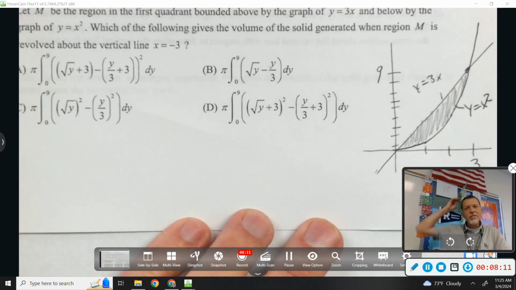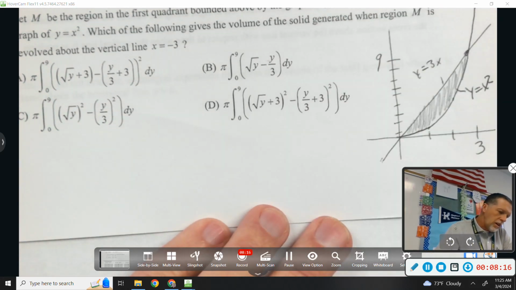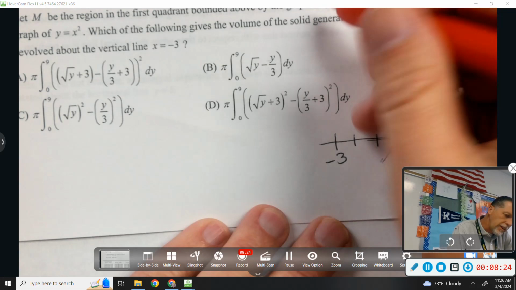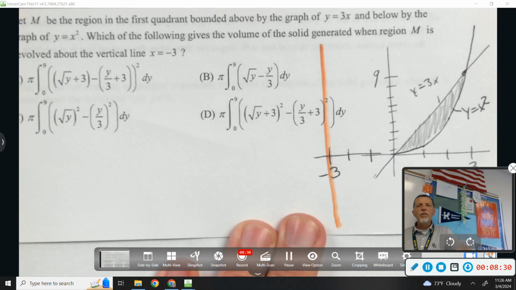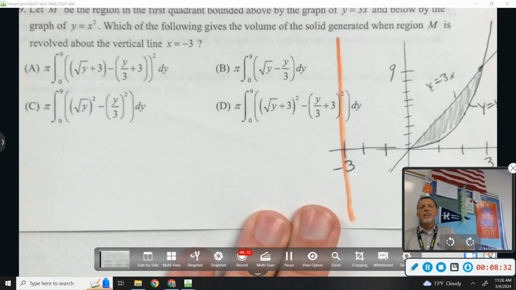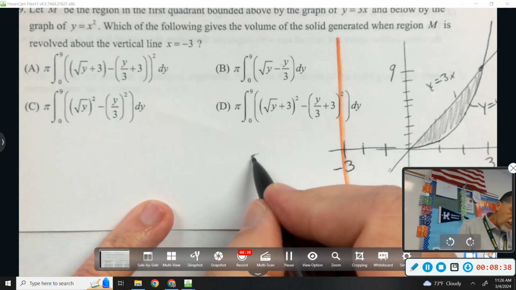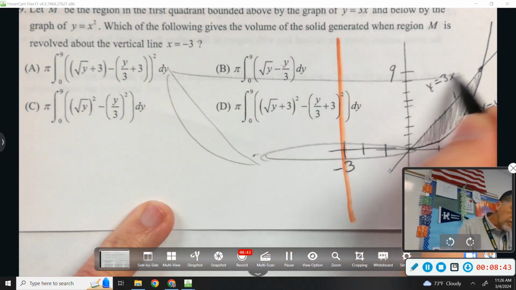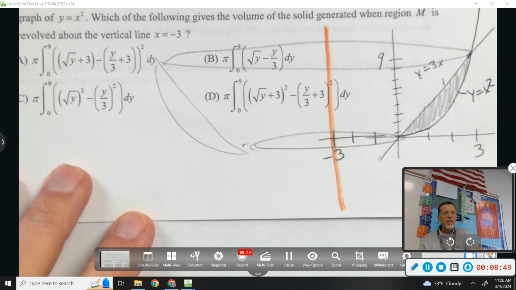Uh-oh, all my answer choices are dy, so this is going to be fun. Which of the following gives the volume of the solid revolved around the vertical line x equals -3? So I'm going to come all the way over here to x equals -3. Revolve it around that. So definitely a dy problem because we're revolving this way. If you wanted to sketch it, that donut looking thing, or that's another onion ring, I guess.